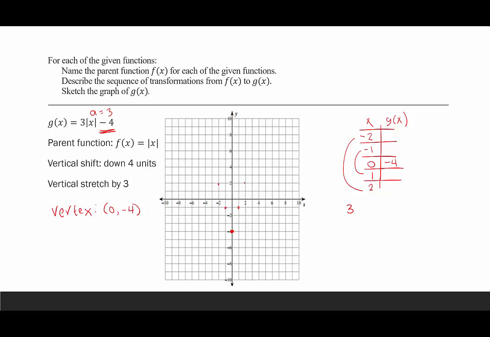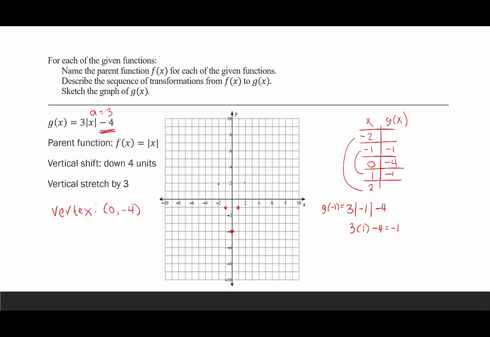I'll plug in -1. So I'm going to say g of -1 is equal to 3 times the absolute value of -1 minus 4. The absolute value of -1 is 1, 3 times 1 is 3, and 3 minus 4 is -1. So I had -1, -1. We can see that point there. That also means it would be 1, -1, which we can see I put that point there.